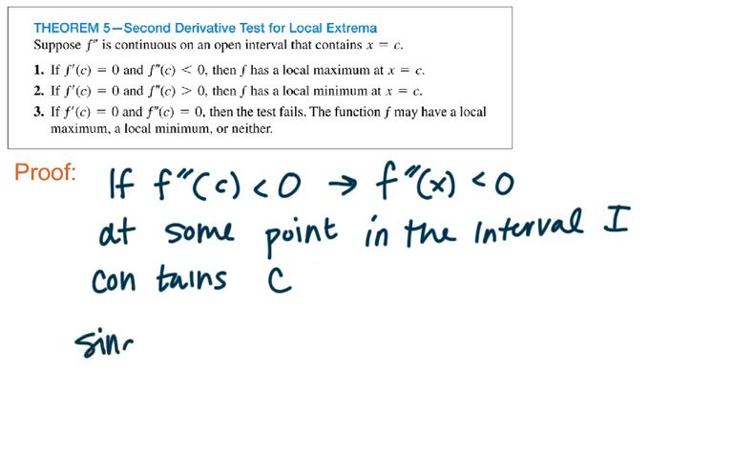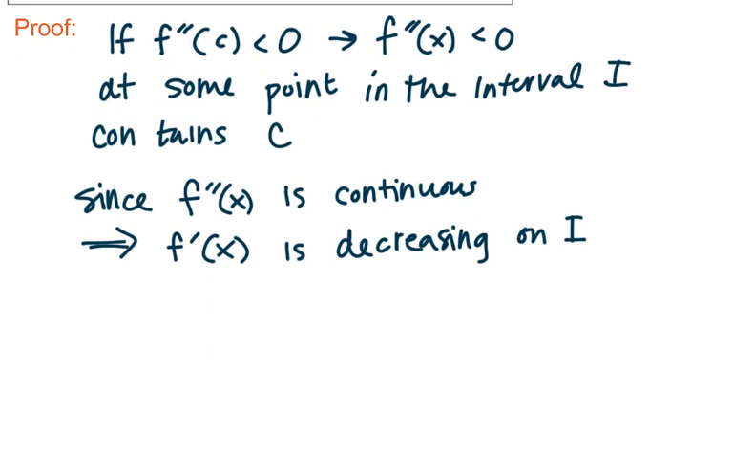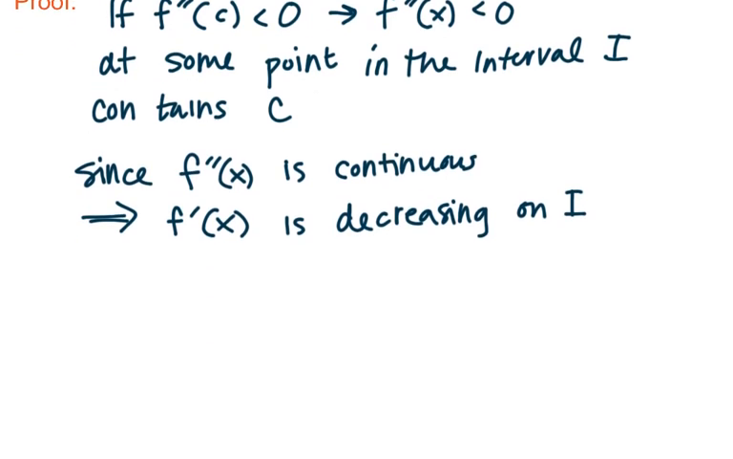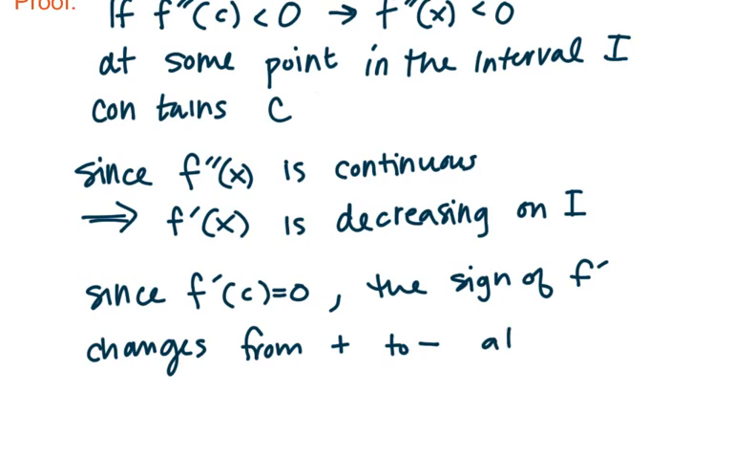And since f double prime of x is continuous, then we know that f prime of x is decreasing on that interval I. And since f prime of c equals 0, the sign of f prime changes from positive to negative at c.